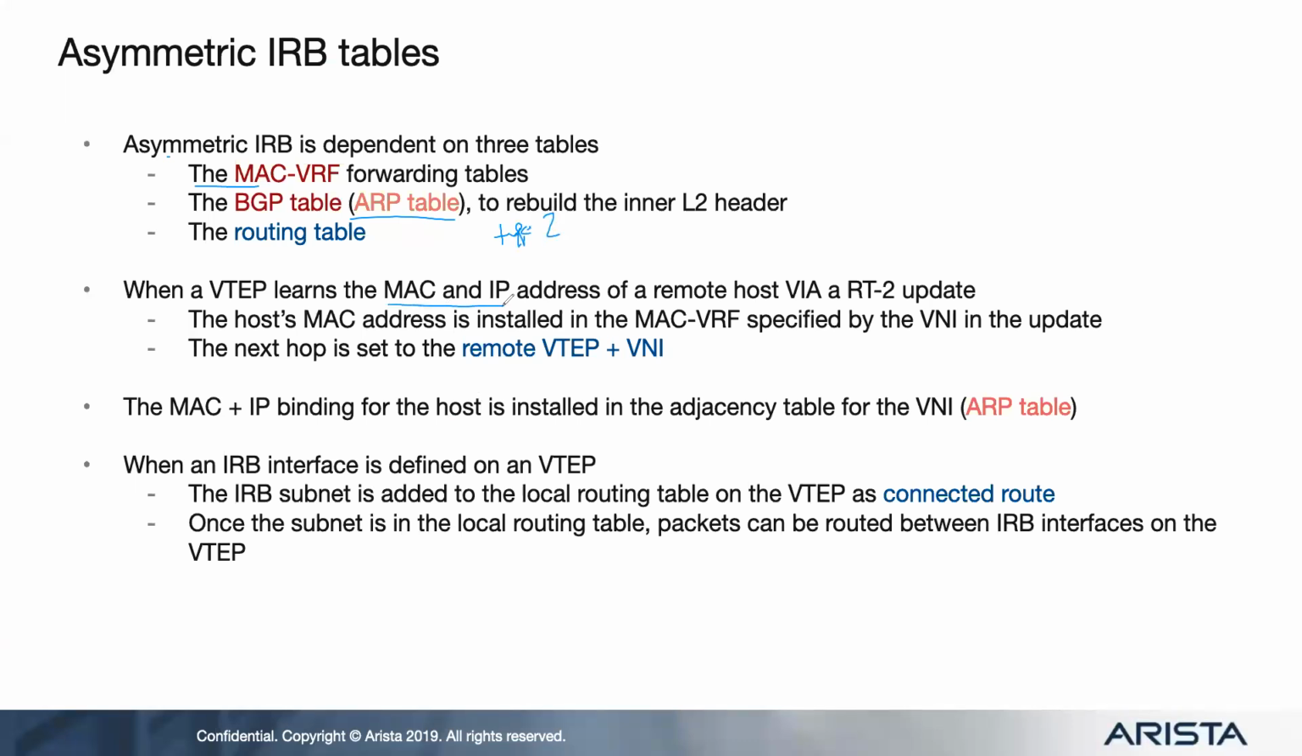Another is the MAC table. We have to populate the MAC table, again based on type 2 updates. So MAC table, ARP table, and then the routing table. We have to update the routing table. So these are the three tables we need to update: MAC, ARP, and routing table. These three tables are needed to forward the traffic. Okay.